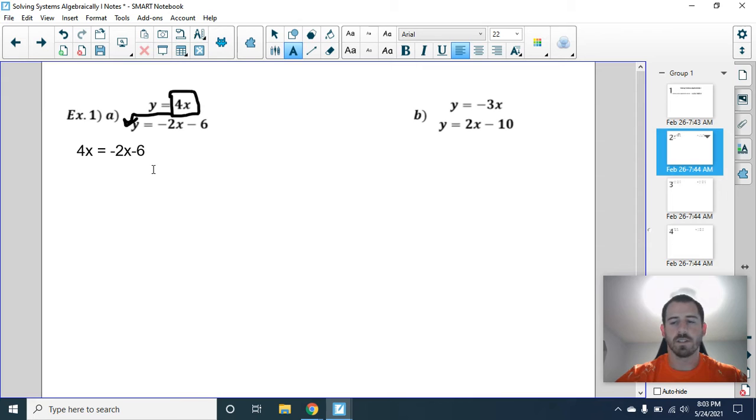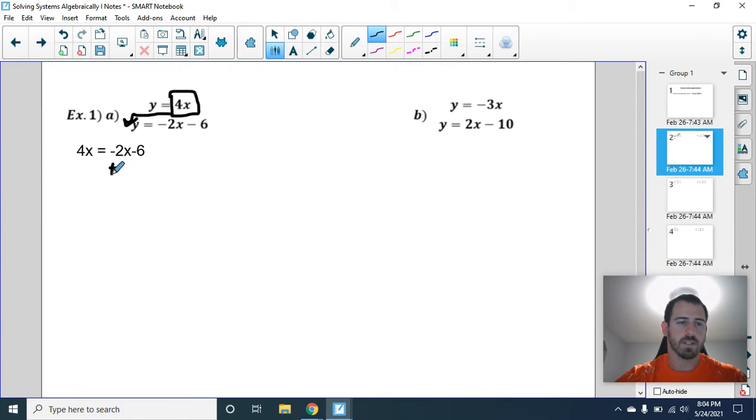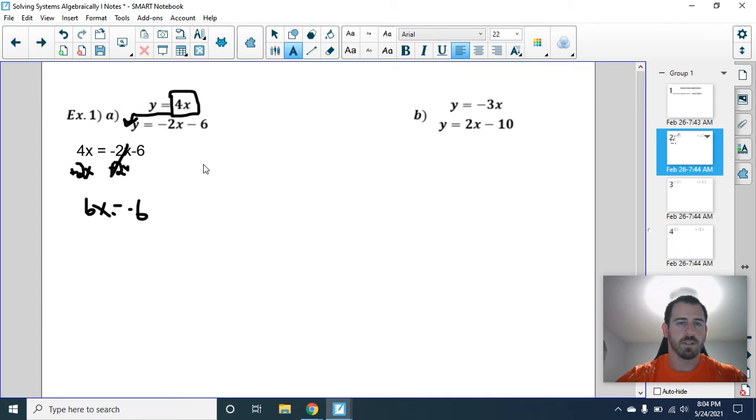So then we solve this the same way we would solve any other equation. I would add the 2x over. Add 2x to both sides. Just like the last unit of equations, these would cancel. 4x plus 2x gives me 6x equals negative 6. And then we would divide by 6 on both sides, and we would get x equals negative 1.